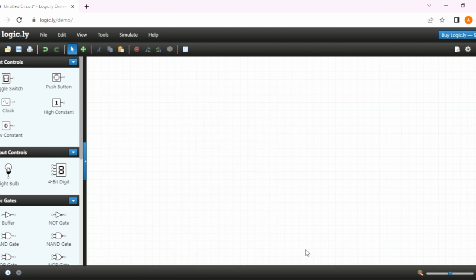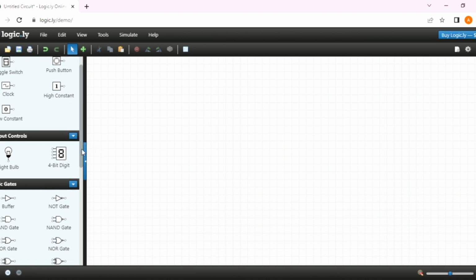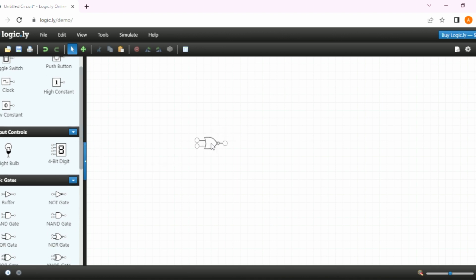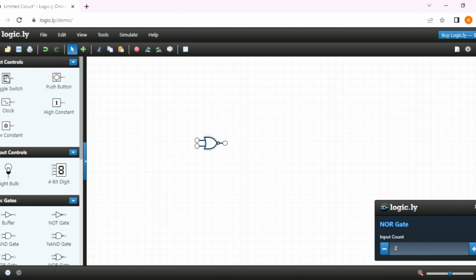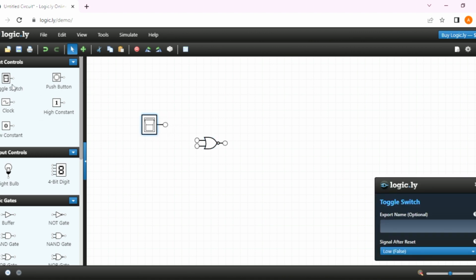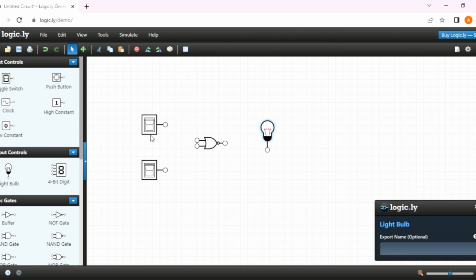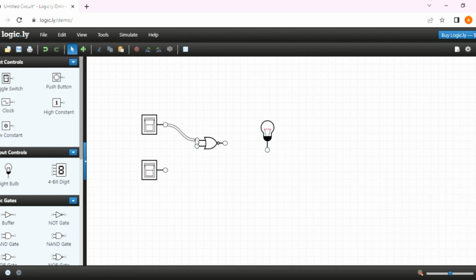Next, we are going to see the NOR gate. In the NOR gate there are two inputs and a single output. Connecting the inputs and outputs. The expression of the NOR gate is A plus B whole bar. The output of the NOR gate is the complement of the output of the OR gate.